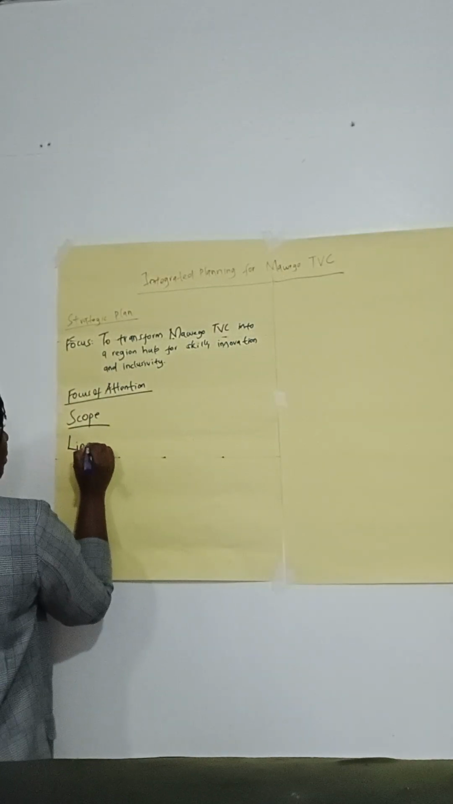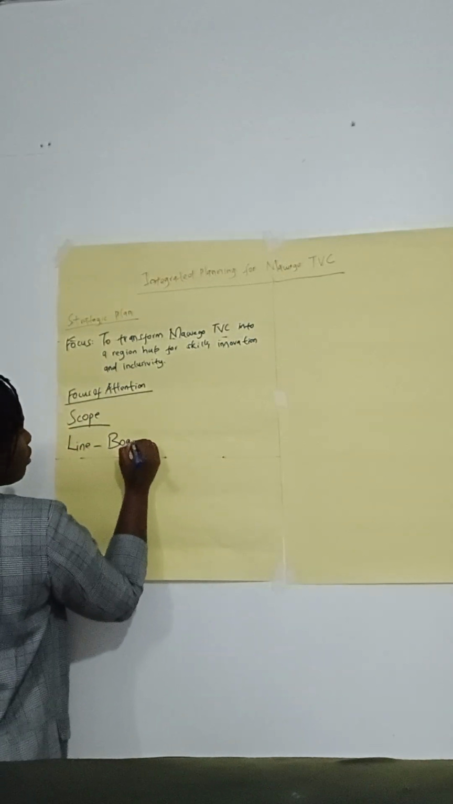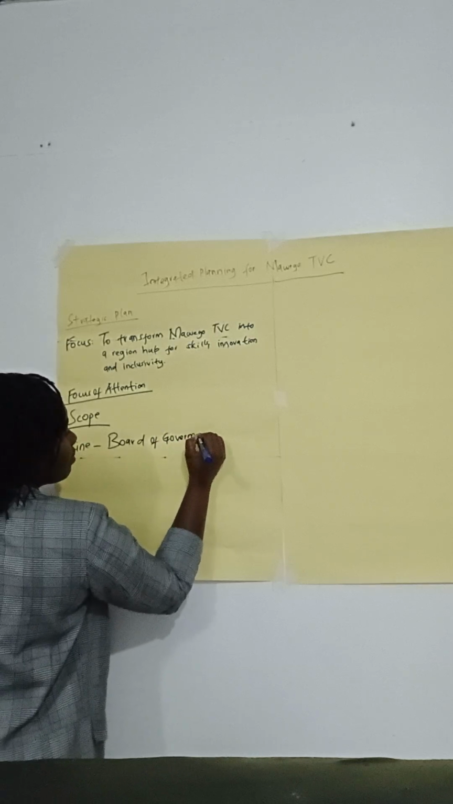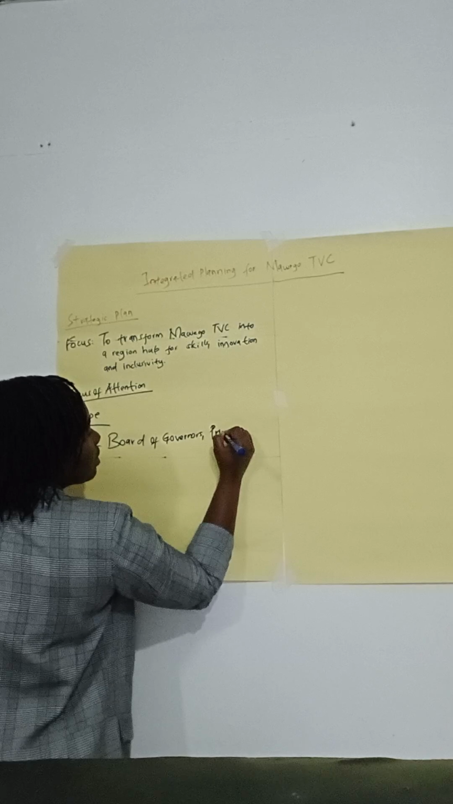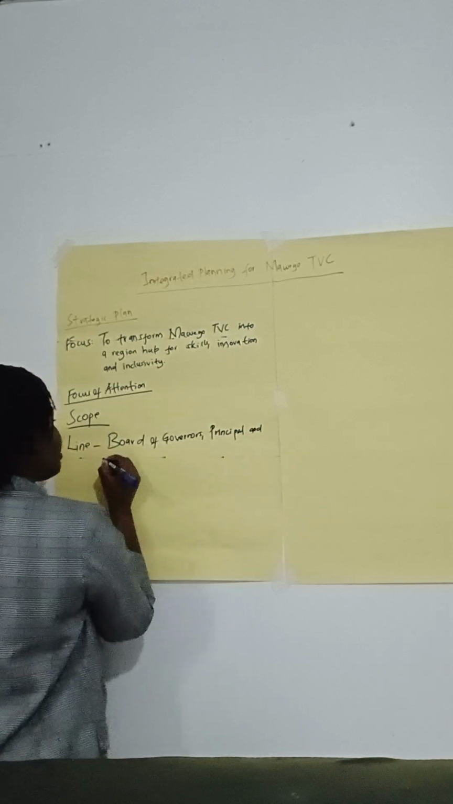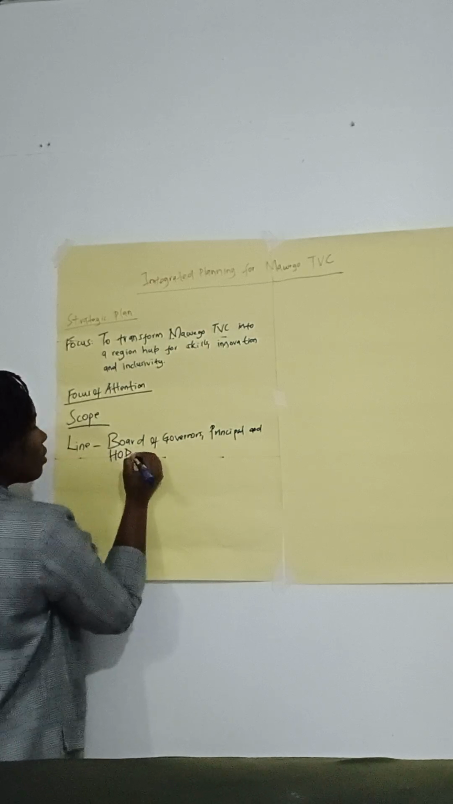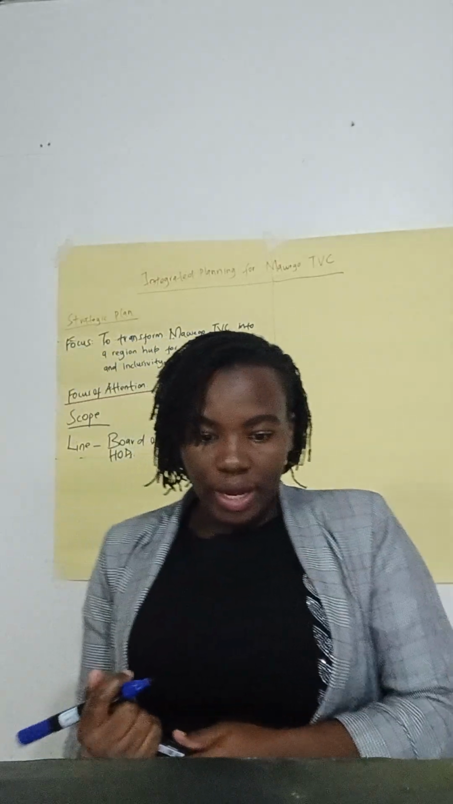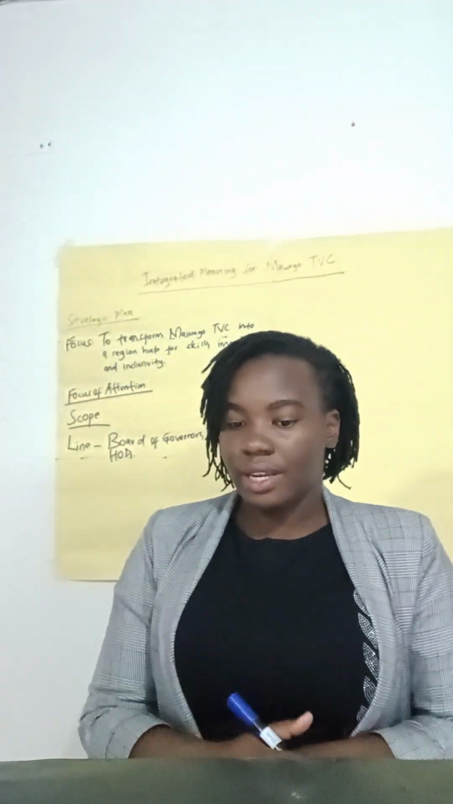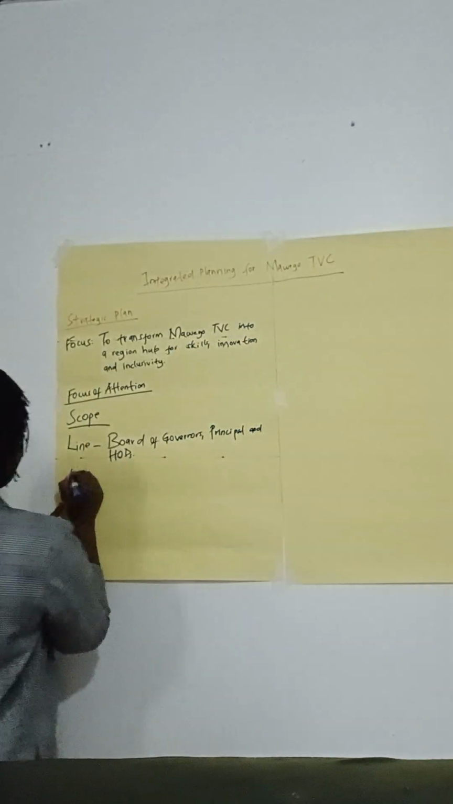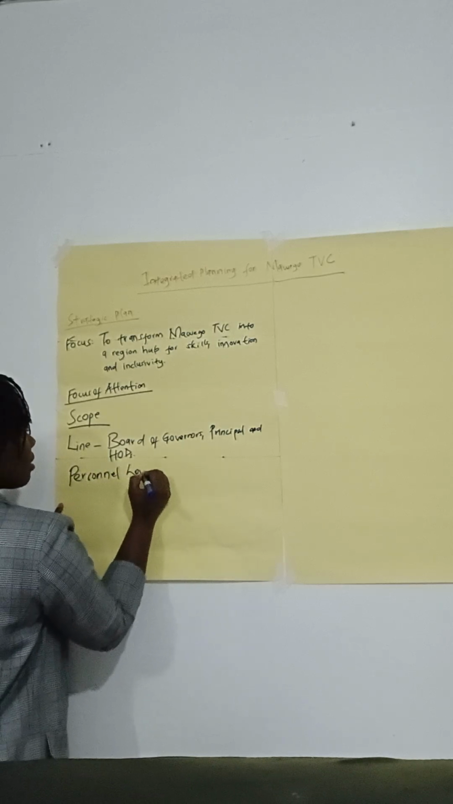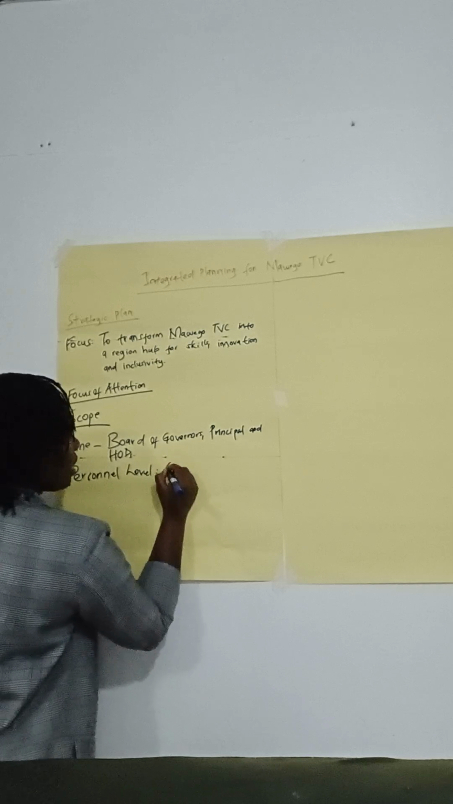Then the line is Board of Governors, Principal, and HODs. Then we have the personnel level. The personnel level that is involved here is the senior personnel, senior management.